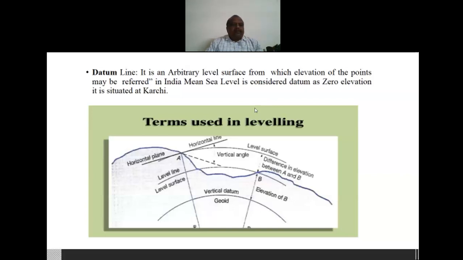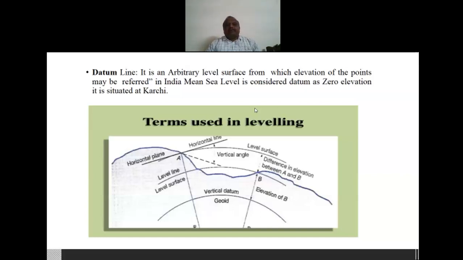What do you mean by horizontal plane? It is a plane tangential to the level surface at a particular point. We can call it a horizontal plane. What do you mean by vertical line? It is a line normal to the level line at a point, and it is defined by a plumb line. Vertical line we can also call a plumb line. And the definition of vertical plane is: a plane containing vertical lines is a vertical plane.